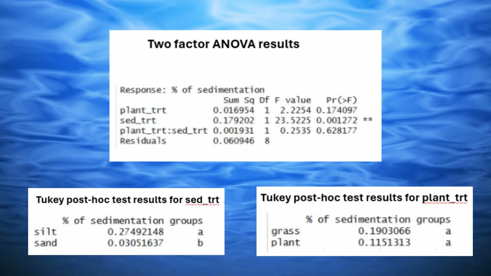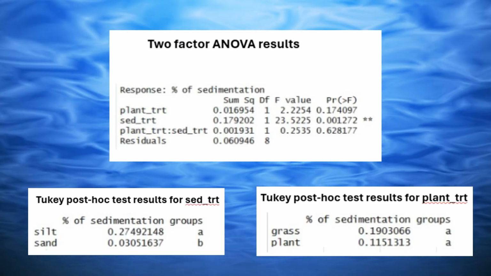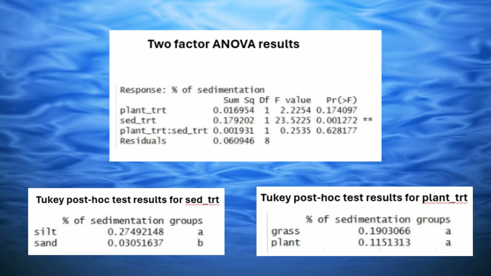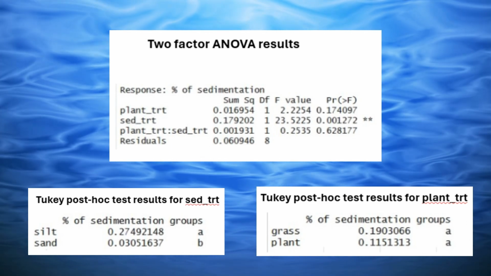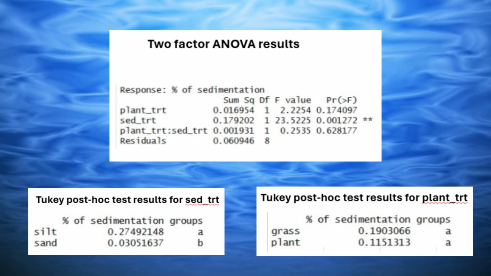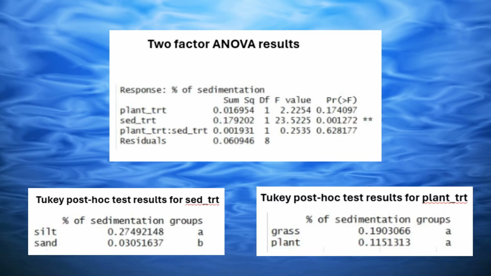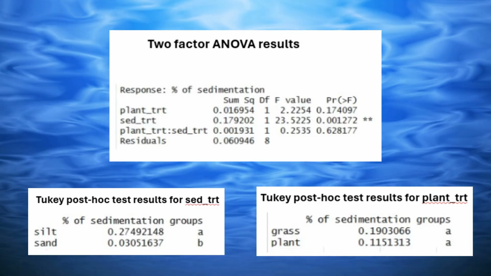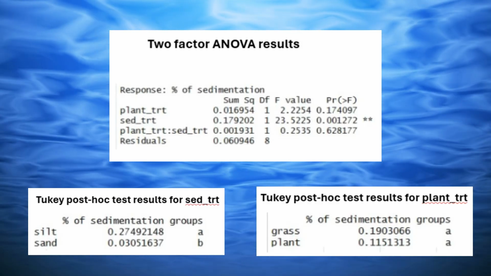The test result indicated that there was no significant effect of plant treatment on the percent of sedimentation, as its p-value was above 0.05. On the other hand, sediment treatment has a significant effect on the percent of sedimentation, since its p-value is smaller than 0.05. Meanwhile, the interaction between them was again not significant, and again they are independent of each other, since the p-value is larger than 0.05. As for the significant difference between each group, the Tukey post-hoc tests indicated that plant and grass were not significantly different, having the same letter, while sand and silt have a significant difference since they have different letters.